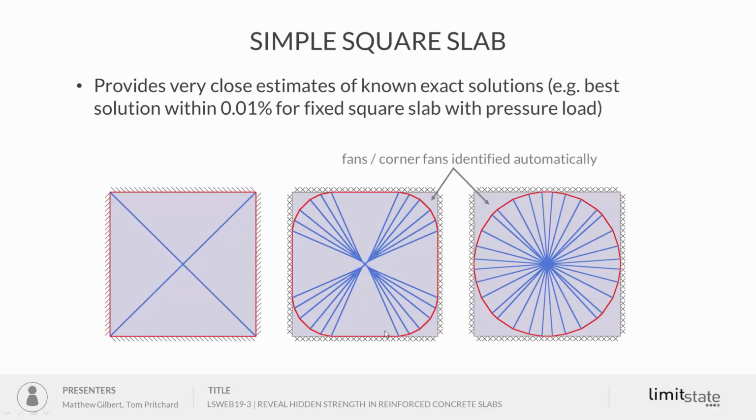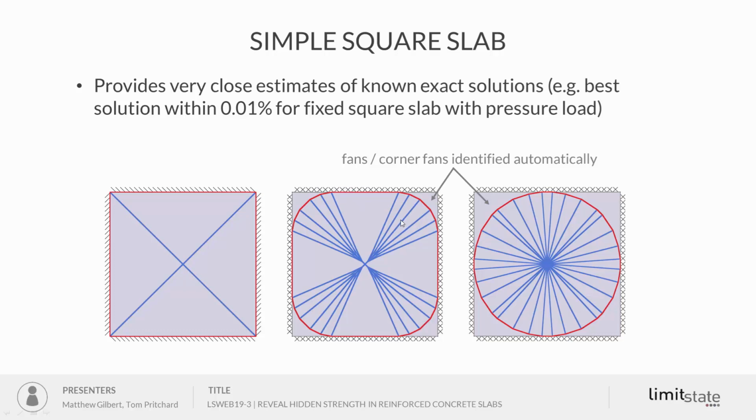So I'll show a few examples, and then Tom will dive in and show some more in-depth usage of the software. This slide just shows a simple square slab with a couple of changes. The first two on the left-hand side have got pressure loading. So the left-hand side slab has got a simple support.